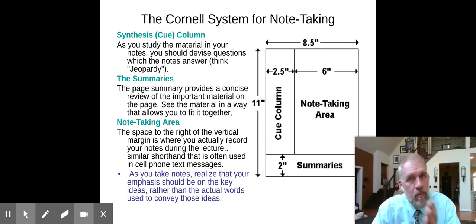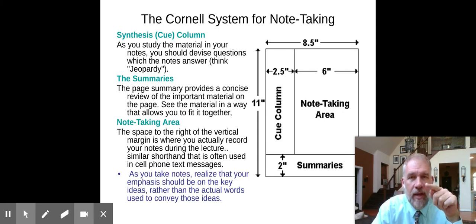So let's talk a little bit more about that Q column over there. And this is the part of the notebook that is what makes this so important. In the Cornell note system, it requires you to internalize and think about the information that you've been given. So I'm giving you information. The information that I'm giving you goes over on the right side of your page.